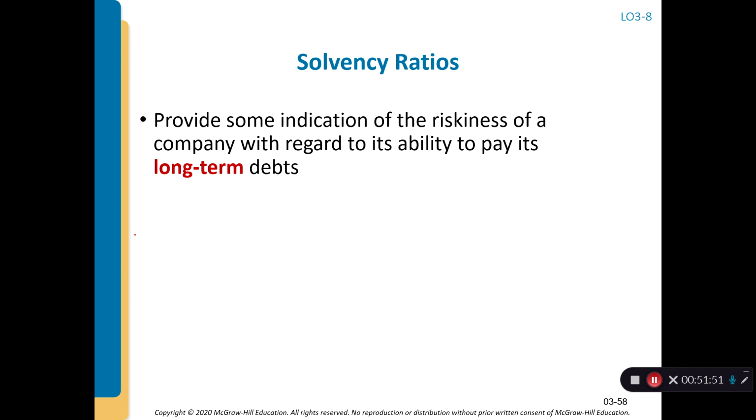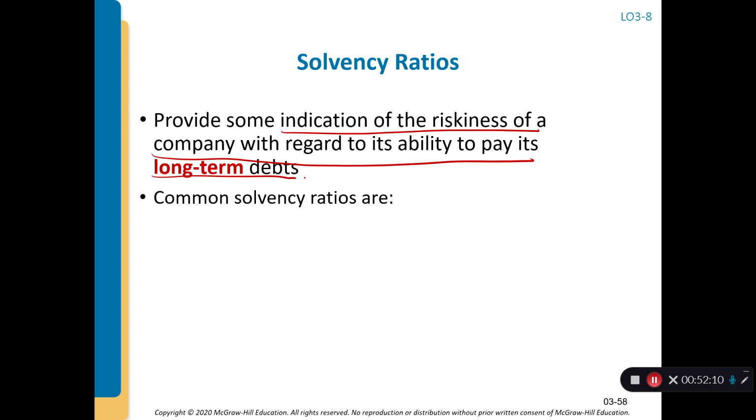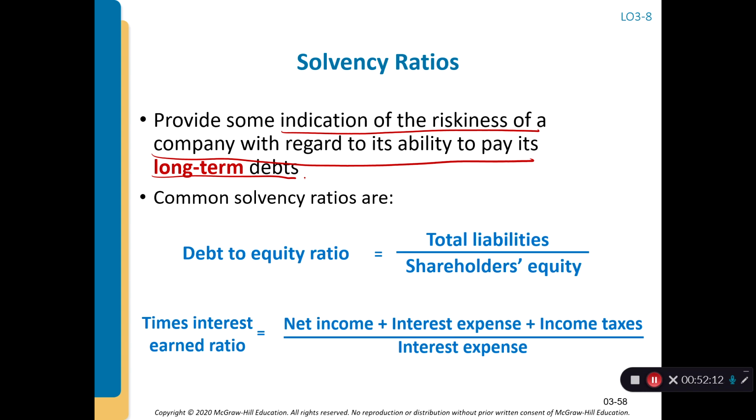The next thing that we're going to look at is solvency ratio. And solvency ratio is providing some indication of the riskiness of the company with regard to its ability to pay its long-term debt. And the investors and creditors, particularly long-term creditors, are vitally interested in long-term solvency, which is a company's ability to pay its long-term debt, right?